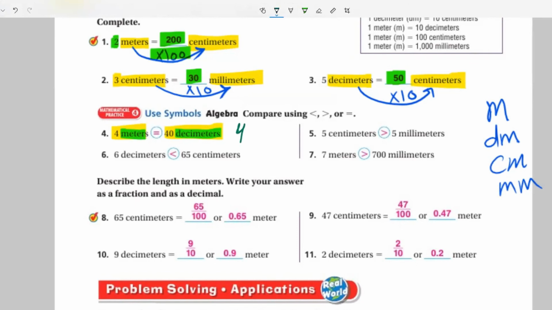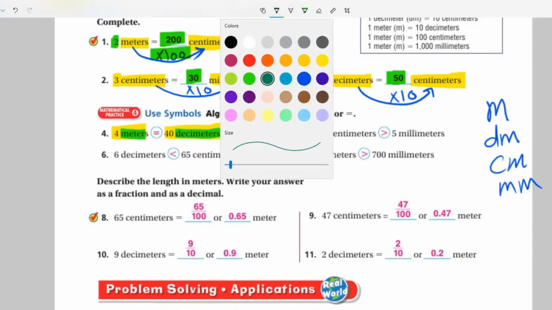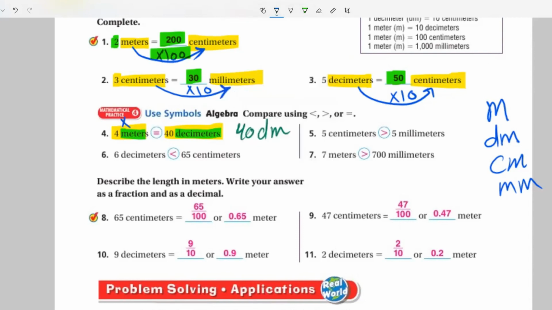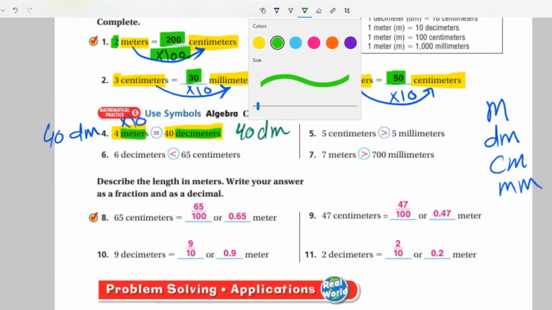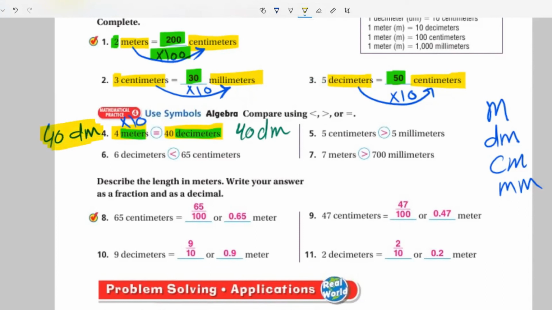Okay. So put 40 decimeter as the same. And then let's multiply. We're gonna multiply by what here to give us decimeter? We have meter. We're gonna multiply by what to write it in decimeter? We have to do 4 times 10. 4 times 10 equals 40. So it will be 40 decimeter and 40 decimeter, so they are equal.